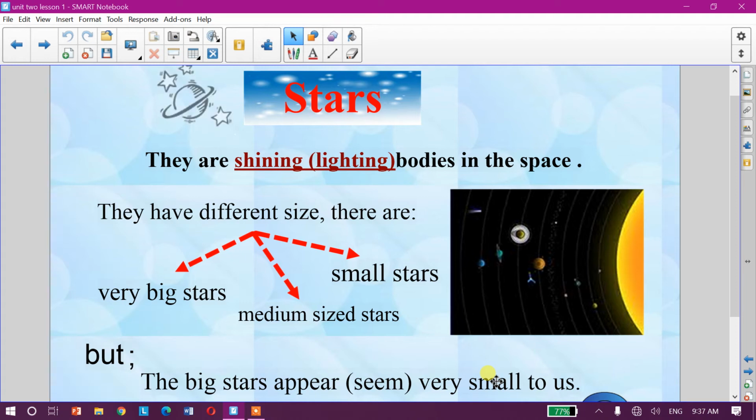Good morning, Junior 4. We will continue our lesson about stars and the planets, the first lesson in Unit 2, which is talking about the universe.